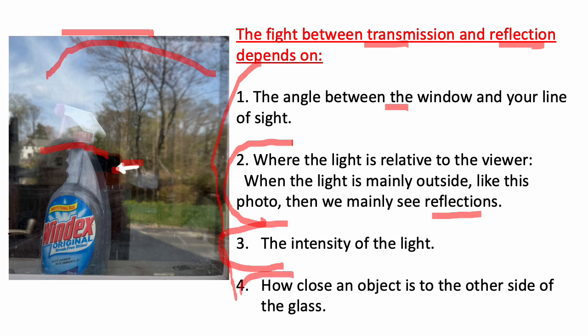And then the final factor is how close the object is to the other side of the glass. This Windex bottle is right next to the glass, and that's one reason I can see it. And there's actually one more factor, which is that I'm casting a shadow on this glass right here, so I'm stopping reflections from hitting this part of the glass, and that's one further reason why I can see this bottle.